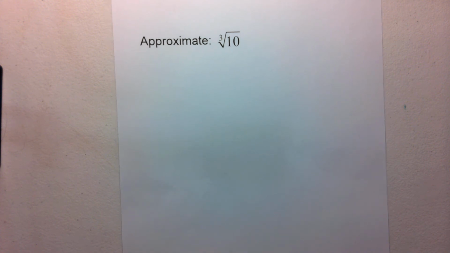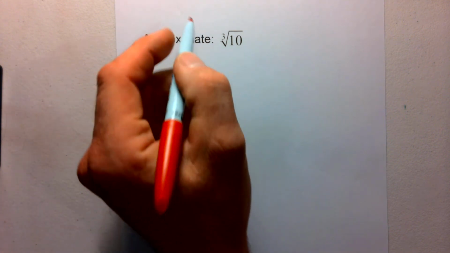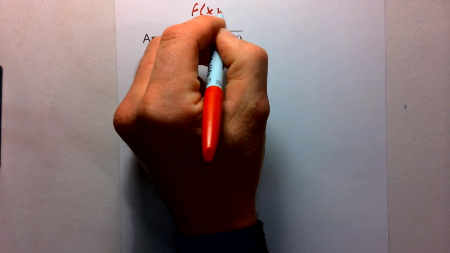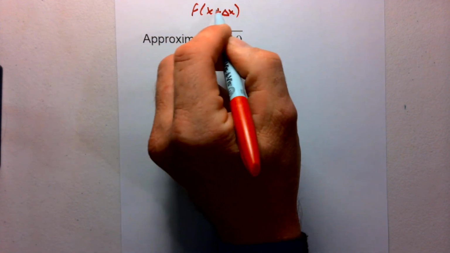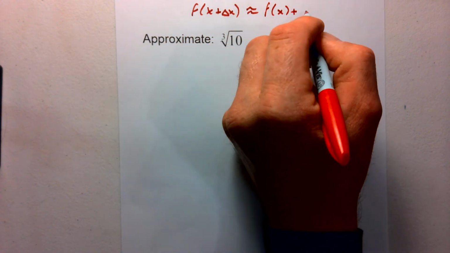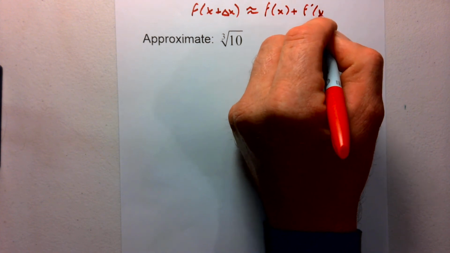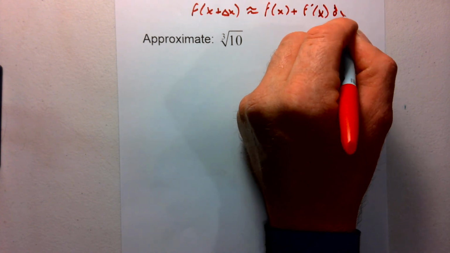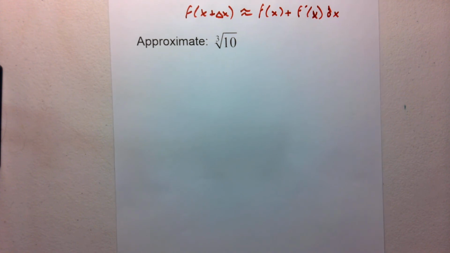I'm going to go ahead and do a cube root just so we can see how that works. Again, we have to think about this function. I'll go ahead and write it down again. f of x plus delta x is approximately f of x plus f prime of x times our dx, or our delta x, our change in x.